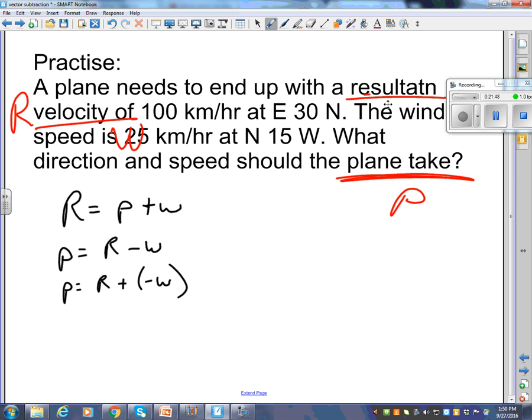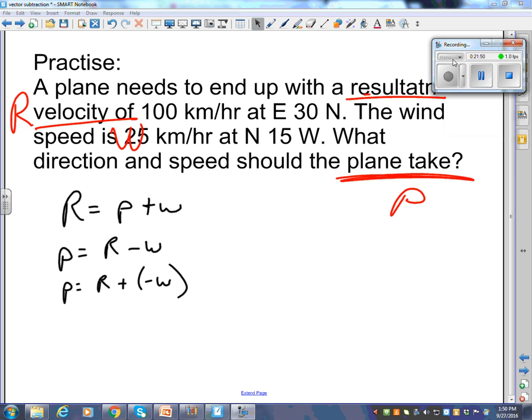So, 100 kilometers an hour at east 30 north. East 30 north, right? Then the wind is at north 15 west, but I have to do what? Flip it. So instead of north 15 west, it's south 15 east. South 15 east, something like this.